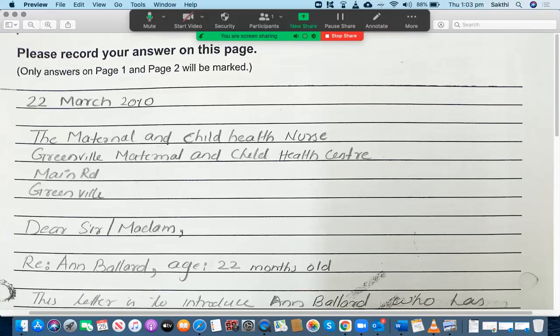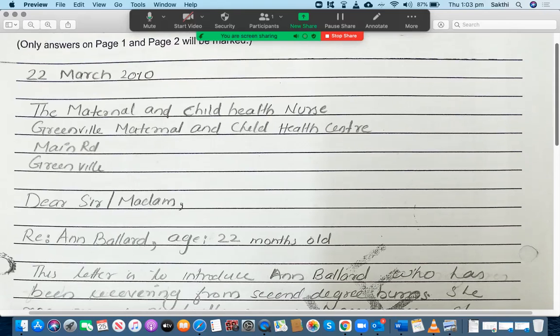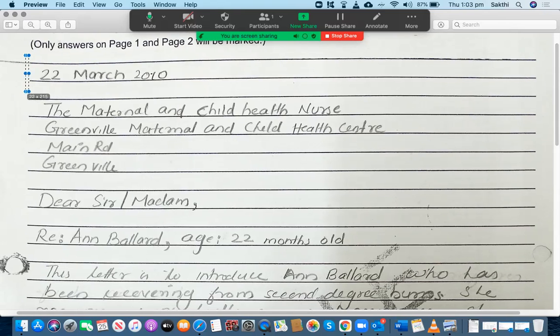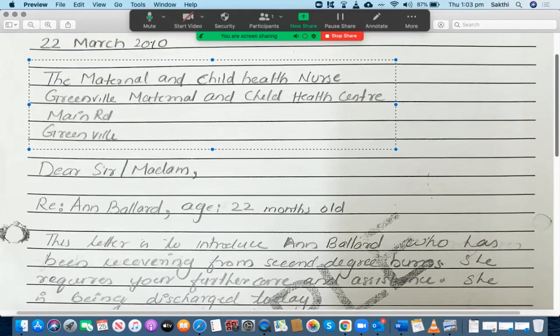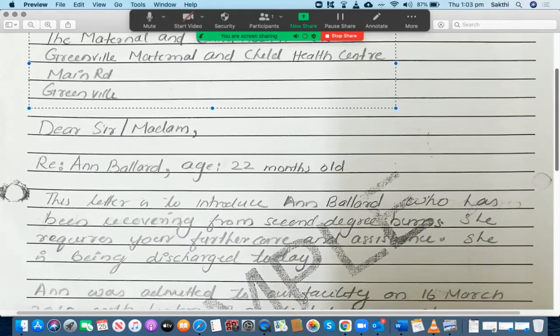In this video, I'm going to assess one of my students' letters and provide word-by-word feedback. Let's go through this. On top of the letter, she has written down the date. That's good. And then the address and contact details, which is good. And then she has written down dear sir slash madam. So that's good as well.